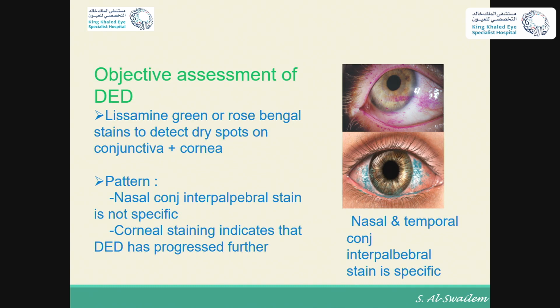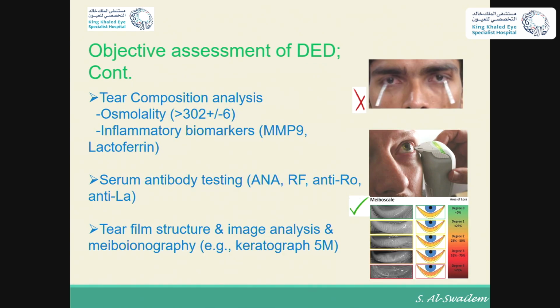So there are two types of stains. The ones that are really very specific are the lissamine green or the rose bengal, and the ones that are not specific are the fluorescein. And ocular surface specialists like to use the lissamine or rose bengal because they detect immediately any dry spots, okay, on the conjunctiva and the cornea. If you're going to use the stains, you need to look for early signs. And the early sign is opposite to what you're thinking about. It should be the stain of the conjunctiva rather than the cornea itself, okay? And the early sign is in the interpalpebral fissure. So these are the early signs of dry eye disease.